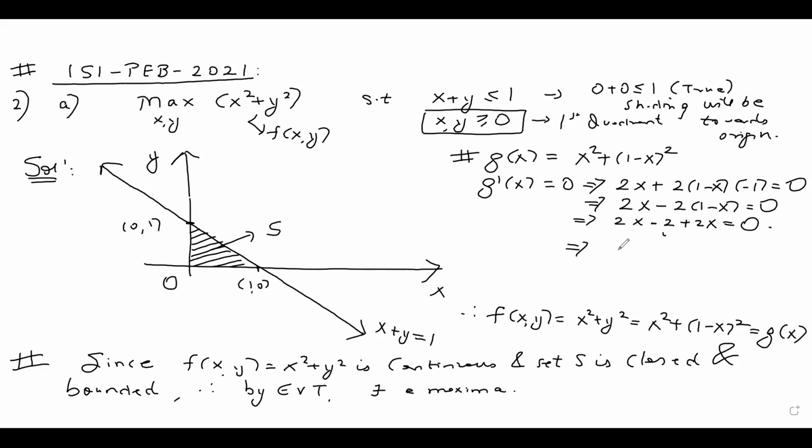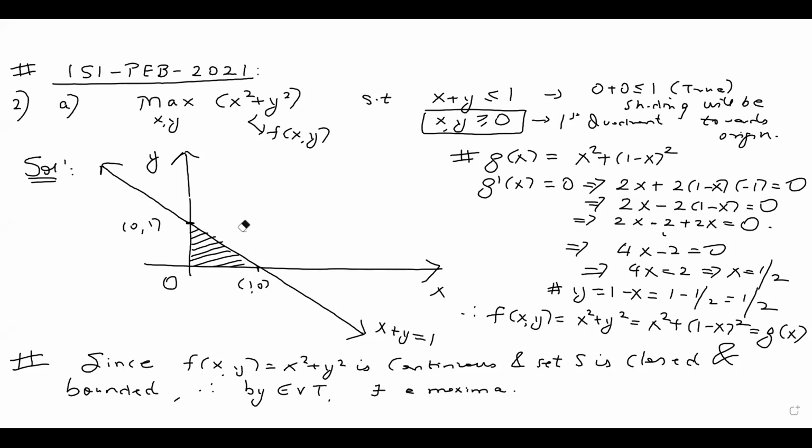So this implies 4x minus 2 is equal to 0, which implies 4x is equal to 2, which implies x is equal to half. What was y? y was equal to 1 minus x, which is equal to 1 minus half, which is equal to half. So half comma half is a point on the interior of the boundary. I can say on the boundary, I get the point half comma half. Okay, this is the point I get.